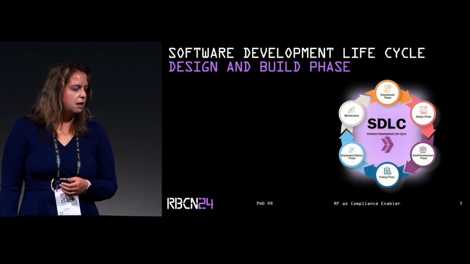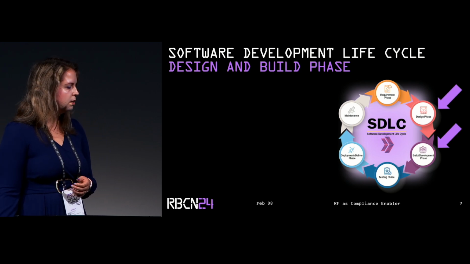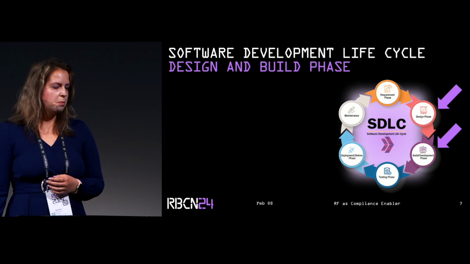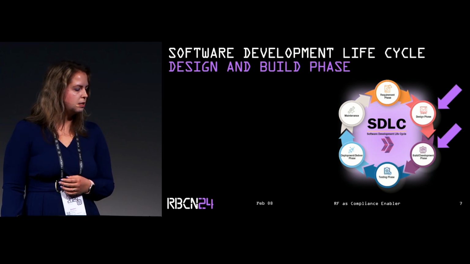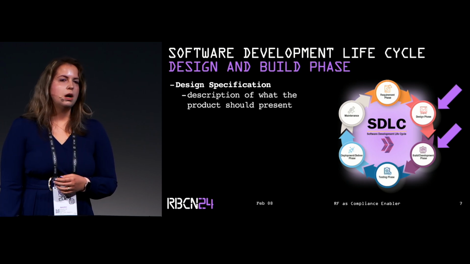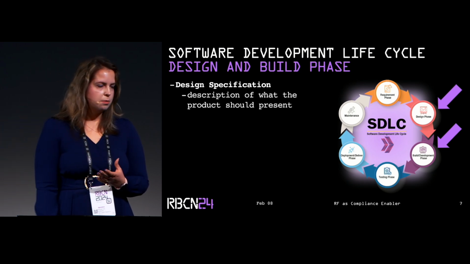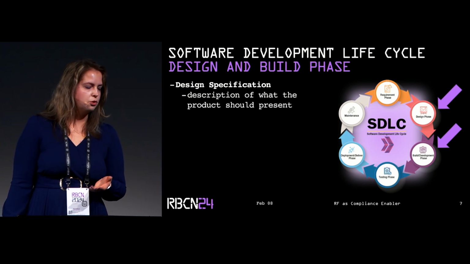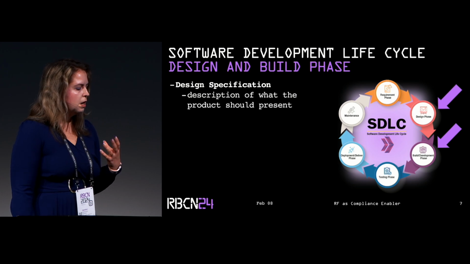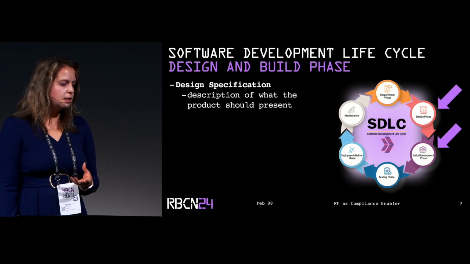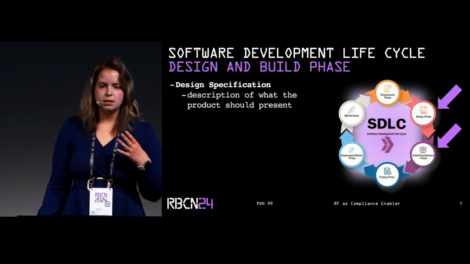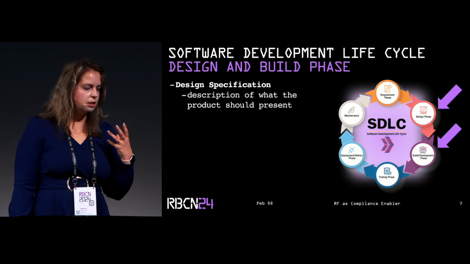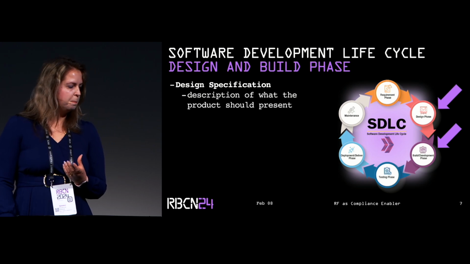The next phase, I actually combined two together. It's the design and build phase. In this one, there are two major documents. First of them is the design specification. The design specification describes what the application or the project or the piece of software should do and what it should present. It describes the technical implementation of the features, and it serves as a cookbook for the tester upon which the tester should create the test cases.